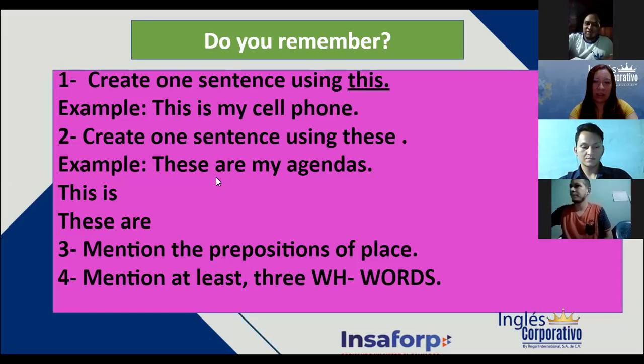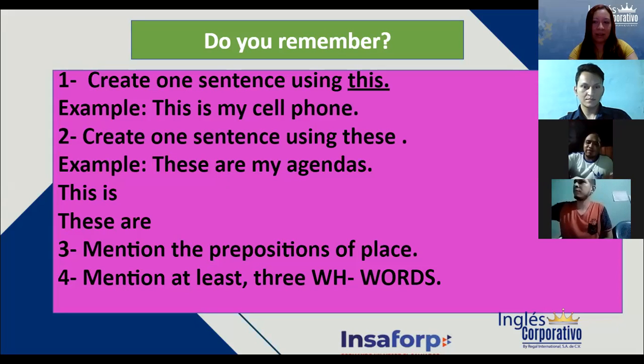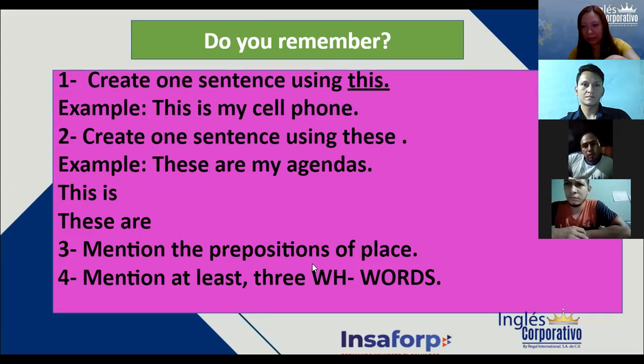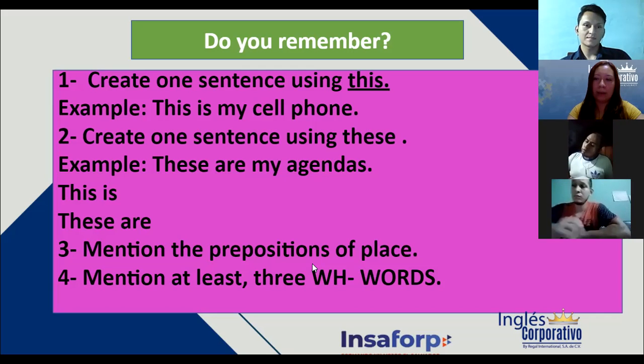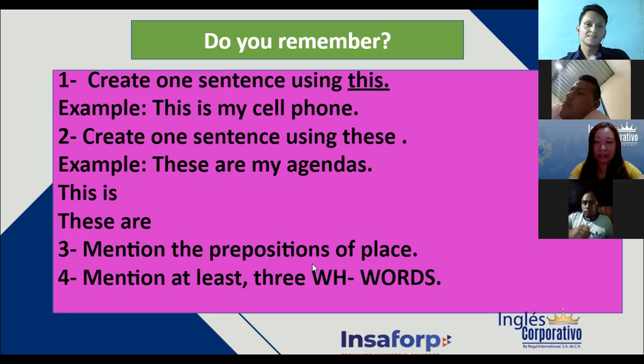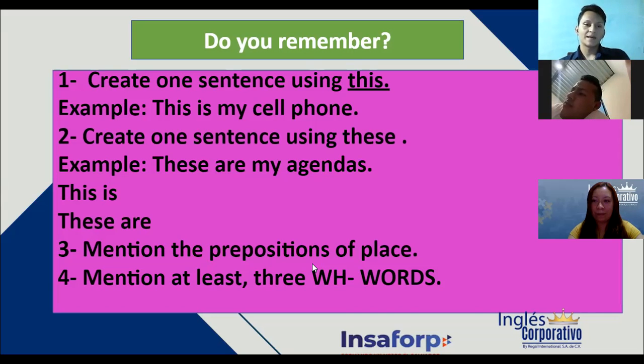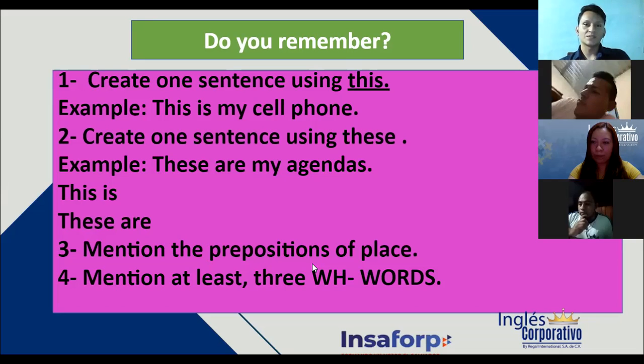Very good. Okay, thank you everyone who participated. Now, moving forward, we have mentioned prepositions of place. We didn't check prepositions of place. We will check them today, so don't worry about that. WH words. Of the WH questions, which ones do you remember from yesterday? Let's see, Edwin. When, where. Okay, what are those? When is cuando and where is dónde. Correct, Jason.